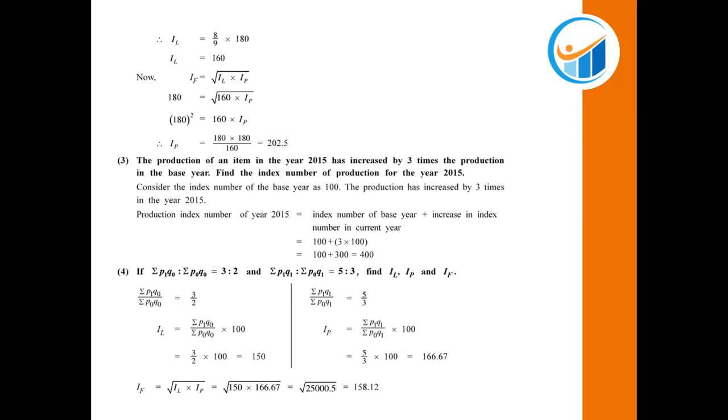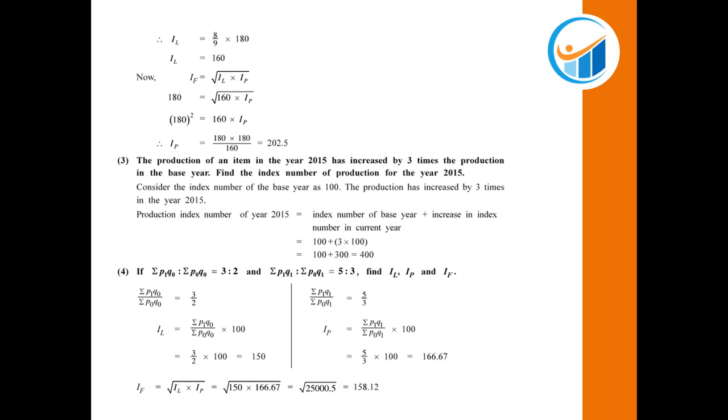So here the ratio is given. First ratio: sigma P1 Q0 upon sigma P0 Q0 is nothing but 3/2. Our formula of Laspeyres is very simple, clear in your mind: sigma P1 Q0 upon sigma P0 Q0 into 100. In this sum, that ratio is 3/2. 3/2 multiplied by 100 comes to 150. Use your calculator, and you get your first answer, that is Laspeyres' index number, 150.